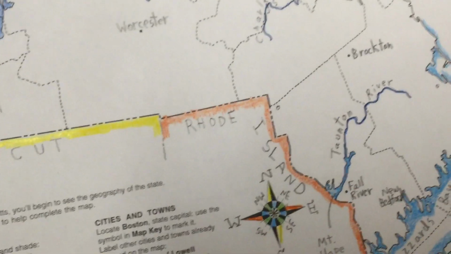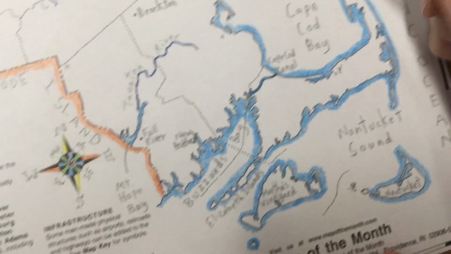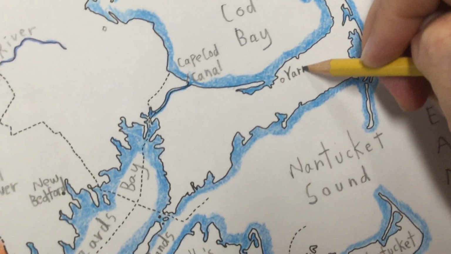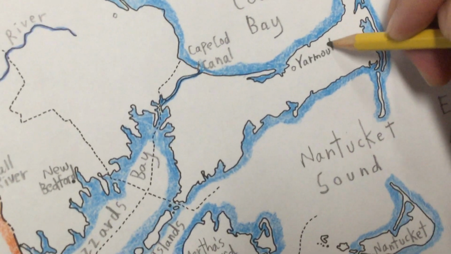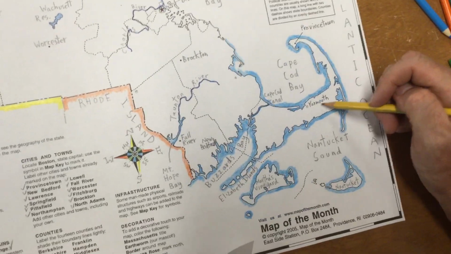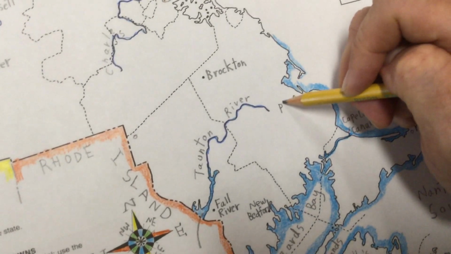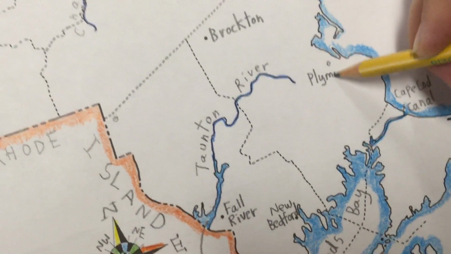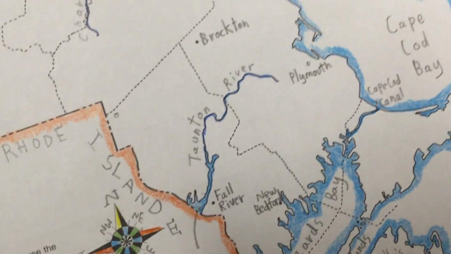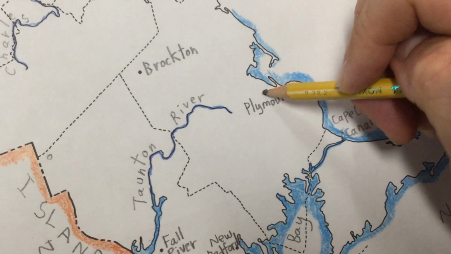I also put one over here on the Cape Cod area, and this is the town of Yarmouth. Y-A-R-M-O-U-T-H, Yarmouth. Okay, here's another one that ends with the word mouth. This is Plymouth. You'll see that word, Plymouth. And you can put the little circle right about there. Okay, that's famous for, you'll talk about that in class.